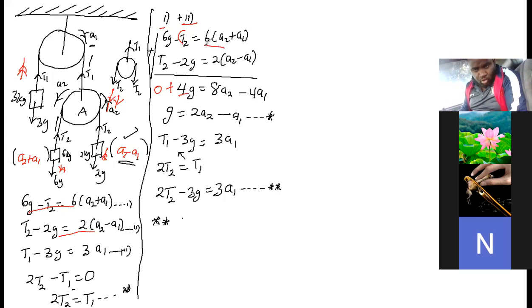This 6A2, I am adding it to 2A2. Are we still together? Yes. I get 8A2. Do we agree? It was meant to be plus 4A1. Where is the A1? As you continue, but it is plus 4A1.